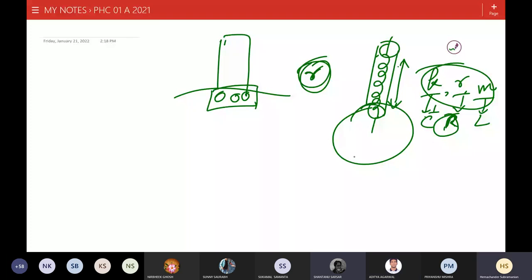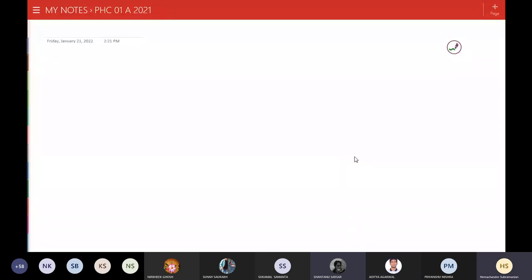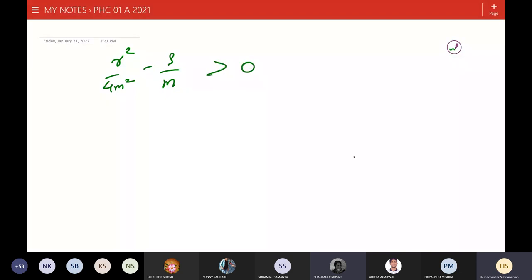So we saw yesterday that there are three different regimes, where you have R squared over 4m squared minus S over m greater than zero, equal to zero, and less than zero. These are the three regimes that we saw, 1, 2, and 3. Am I right? So this regime is purely exponential decrease.